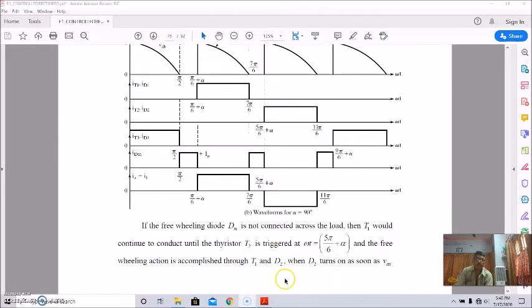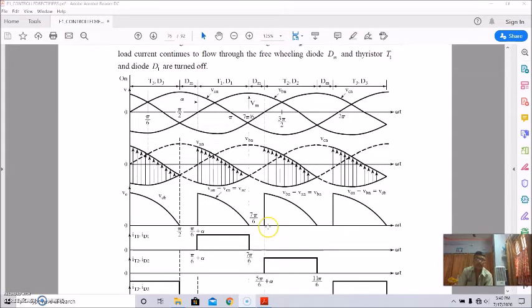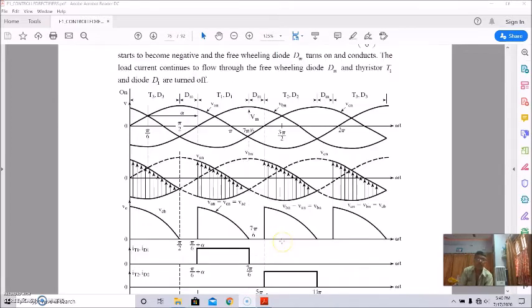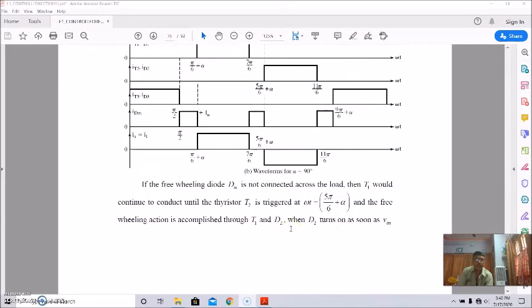Now if the freewheeling diode DM is not connected across the load, then thyristor T1 would continue to conduct until thyristor T2 is triggered at omega t equal to 5 pi by 6 plus alpha, that is here. Thyristor T2 is then in conduction, and this gives the current through thyristor T2 and diode D3, and freewheeling action is accomplished.